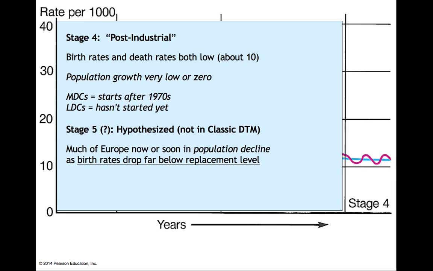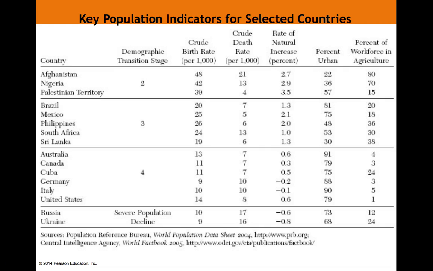You need to know it's not part of our classic DTM, but it's definitely something that you want to be familiar with. Much of Europe now or soon will be in this population decline. So countries such as Japan and Germany are in a stage 5.